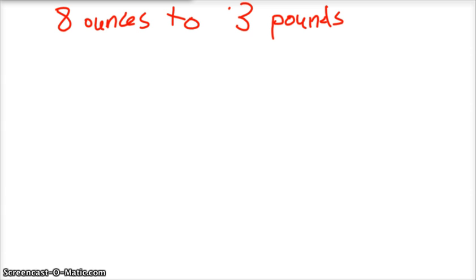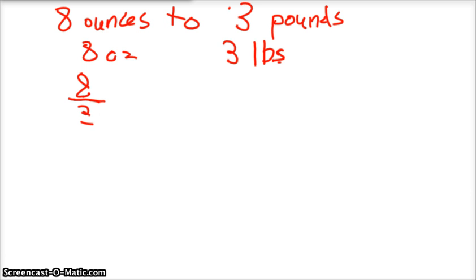So our symbols would be, we have 8 ounces, so OZ, that's a Z, and we have 3 pounds, so LBS is the symbol for pounds. So we can write this as our fraction, 8 over 3, but is that equal?